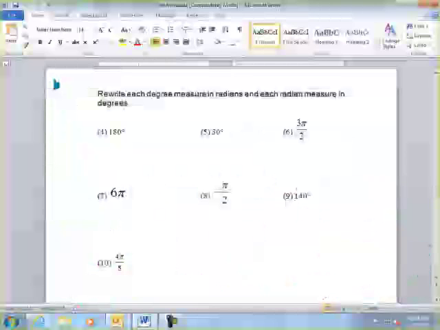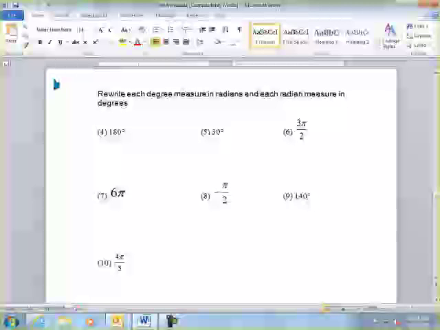Next is our conversion. So this is another thing that you might want to add to that list of stuff to memorize. You need to know that when we convert, 180 degrees is equal to pi radians. So that's our conversion factor, just like 12 inches equals 1 foot. 180 degrees is pi radians.